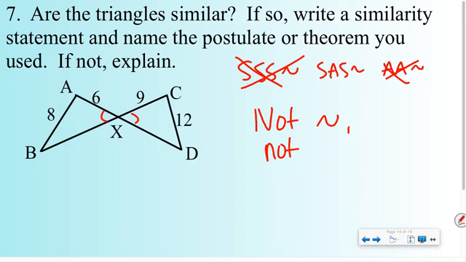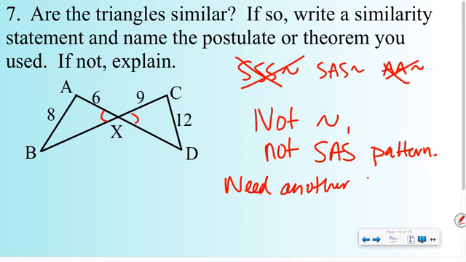It says to explain. Don't write not enough information. That's not an explanation. You could write not side, angle, side pattern. Or you could say need another angle or side. But these ones are not similar because they're not following our side, angle, side pattern. They have all the parts that make it, but not in the right order. Good job.